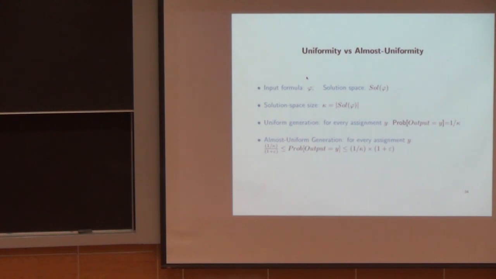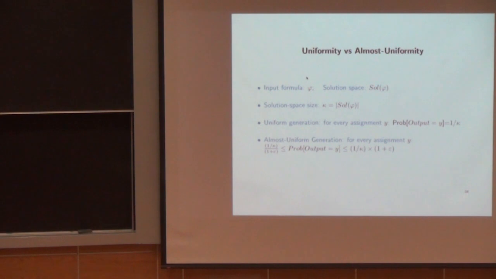So first of all, what is almost uniform? Imagine there is a formula that has kappa solutions. Uniform would mean the probability of each solution is exactly 1 over kappa. That turns out to be very difficult in practice to do, to be precisely uniform. What if I say I'm almost uniform? You give me some parameter epsilon, and I will be within a factor of 1 plus epsilon from this ideal probability of 1 over kappa.